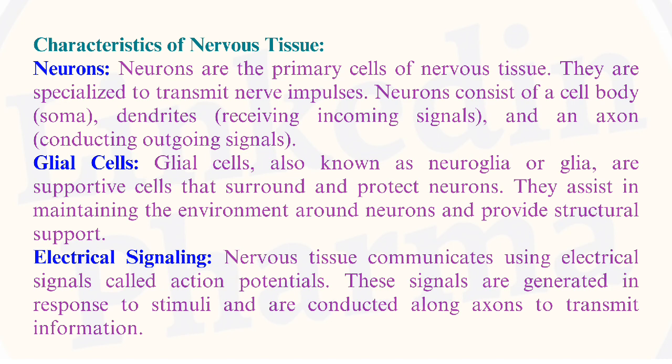2. Glial cells. Glial cells, also known as neuroglia or glia, are supportive cells that surround and protect neurons. They assist in maintaining the environment around neurons and provide structural support. 3. Electrical signaling. Nervous tissue communicates using electrical signals called action potentials. These signals are generated in response to stimuli and are conducted along axons to transmit information.